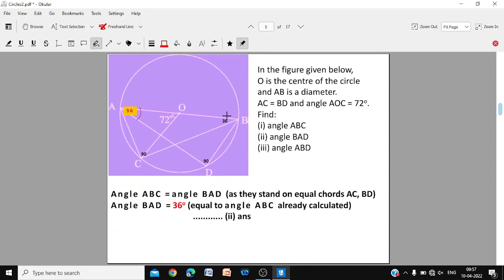Next, we have already found angle ABC to be 36 degrees. Now see that this angle, angle ABC, and this angle, BAD, both are standing on equal chords. The angle ABC is standing on the chord AC, and the angle BAD is standing on the chord BD, and we are given that AC equals BD. So if this is 36, then this must also be 36, because it is standing on equal chords. AC and BD are equal. So again, one more thing you have got.